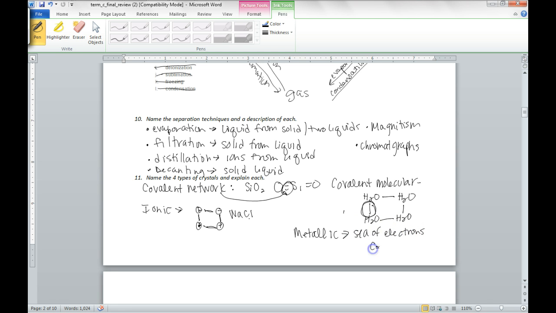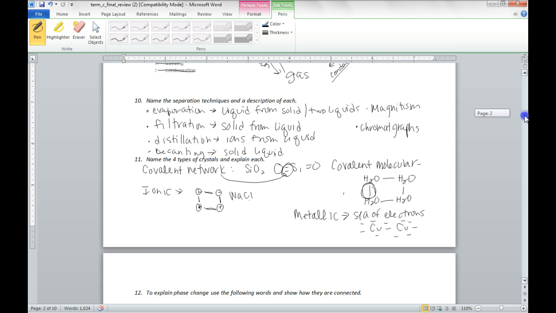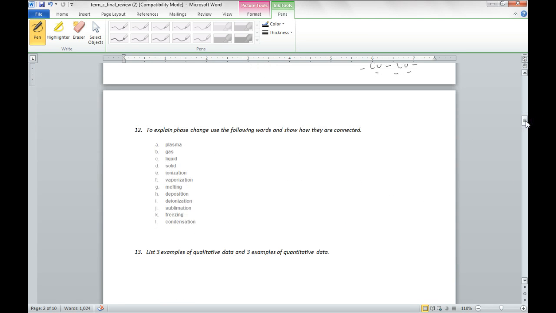So it's going to be, say, copper, and we have another copper. It'll actually make a crystal because of the electrons. This one I already did, so you can go ahead and cross that one off.